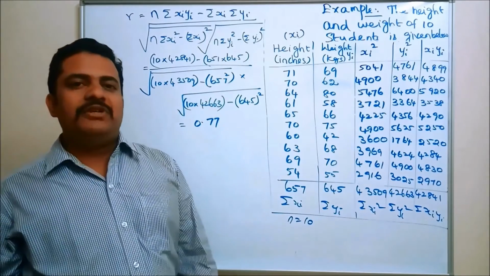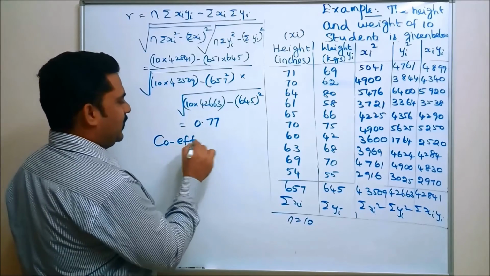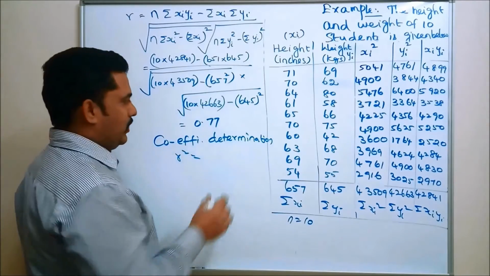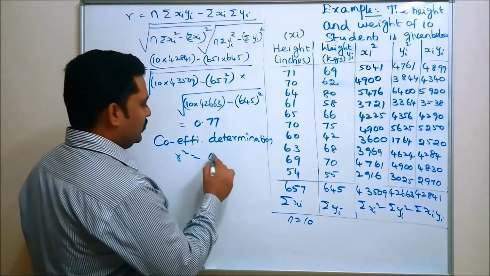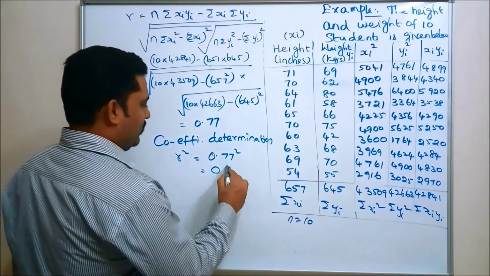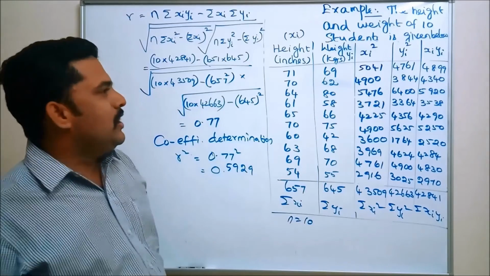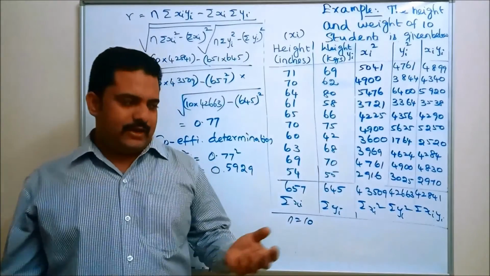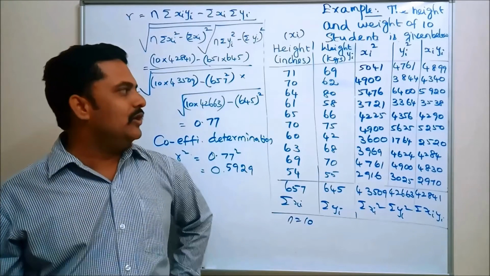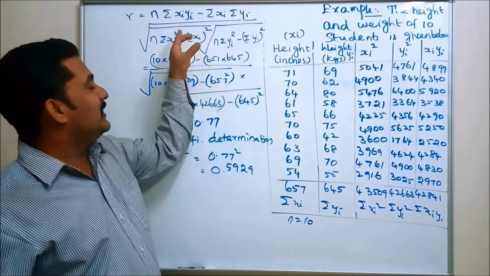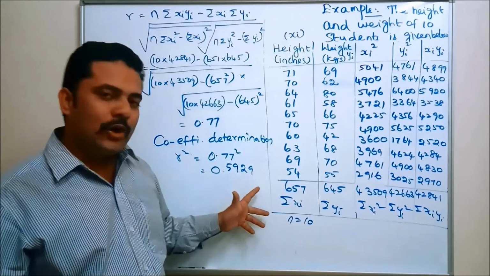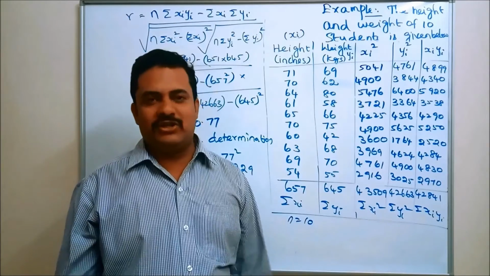And thereafter it is the coefficient of determination. The coefficient of determination is given by r power 2, whereas we found this r as 0.77, so it is 0.77 power 2, which is equal to 0.5929 as the solution. Okay, let us continue with the regression equations, the regression coefficient for the same problem. There is no need for these values, since we are going to use a formula for finding the coefficients and the equations.